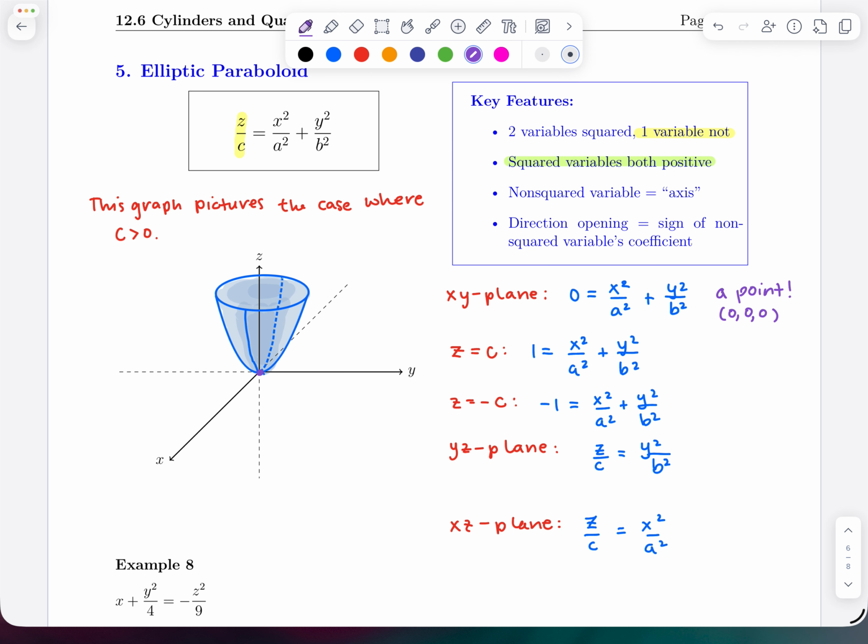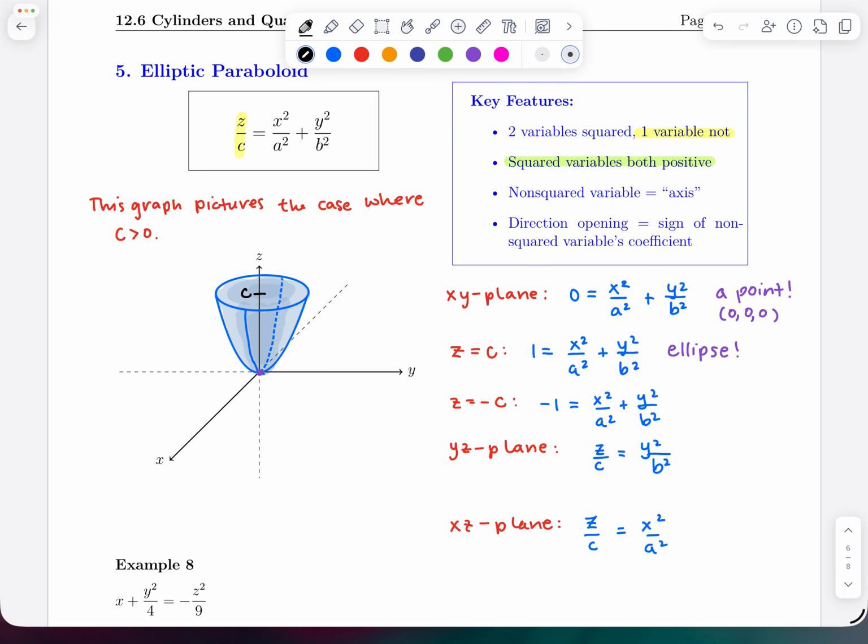Now I could shift z up to z equals c. If z is equal to c, when I come over to this equation, the left-hand side becomes c over c, which is just 1. So that's why we see this equation here. And this is the standard equation of an ellipse. So when z is c, we get an ellipse. So let's pretend that this is c up here on my graph.